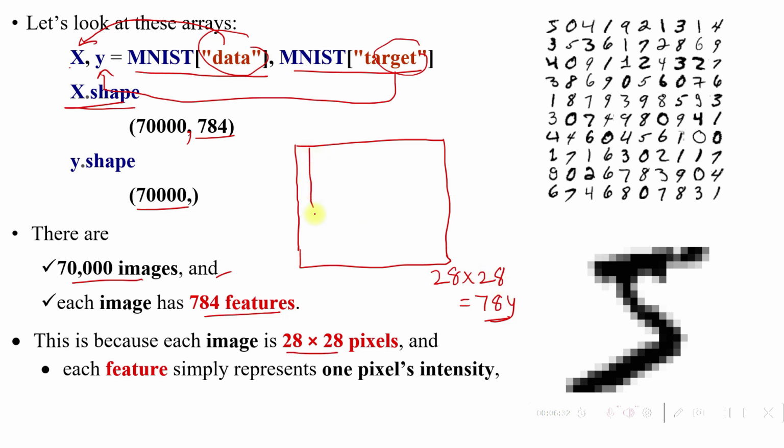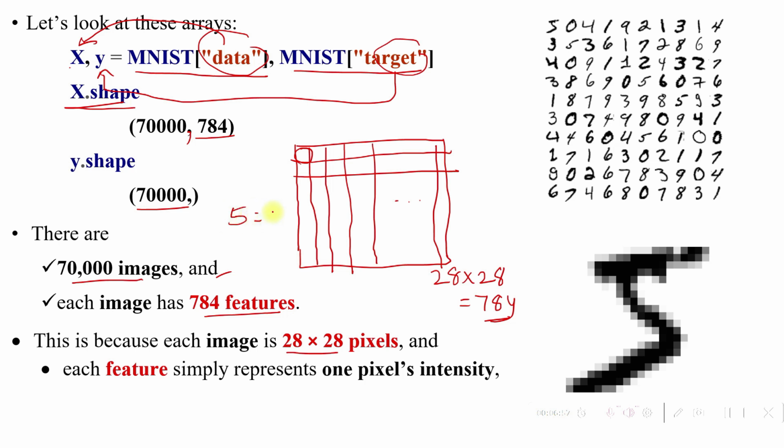So that means each image contains 28 columns and 28 rows. Now each pixel represents some feature. So how are we going to represent all the features in one row, one instance? For example, the image of 5 is there.